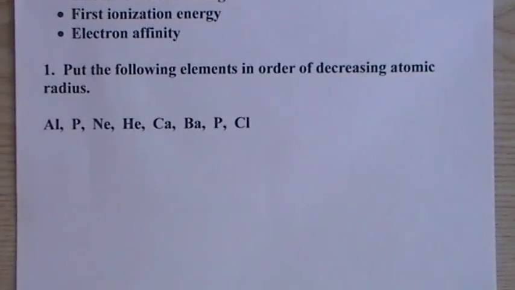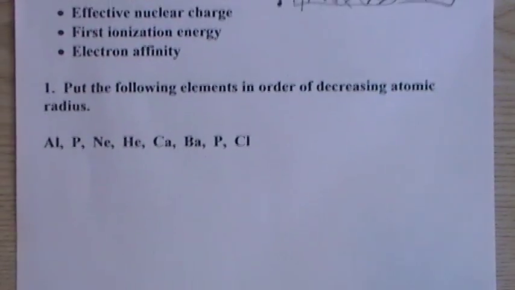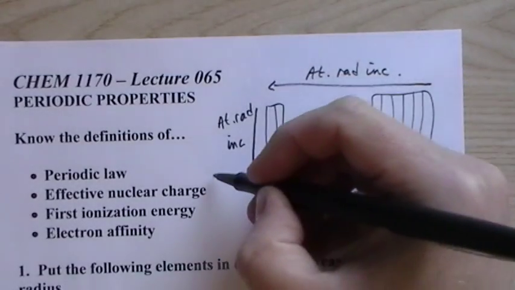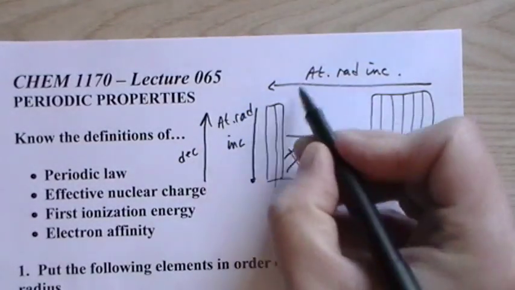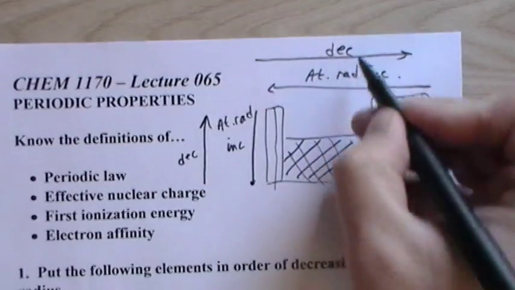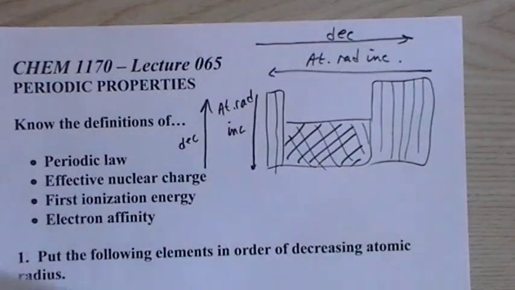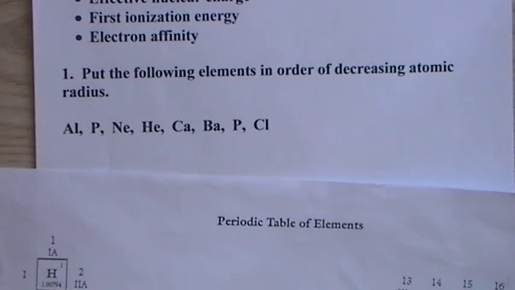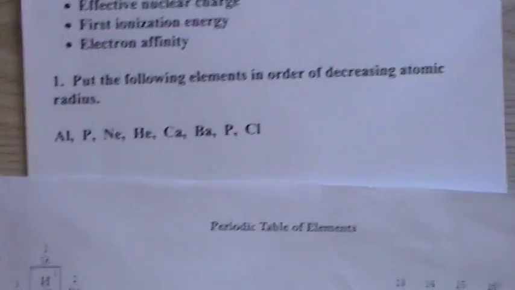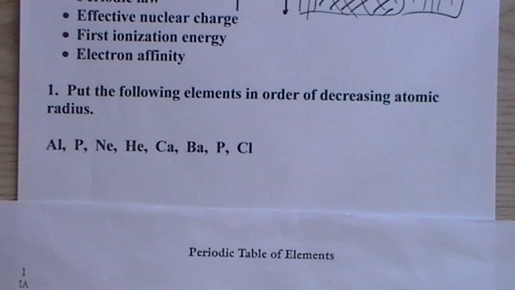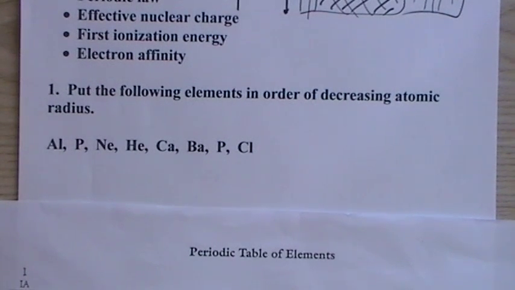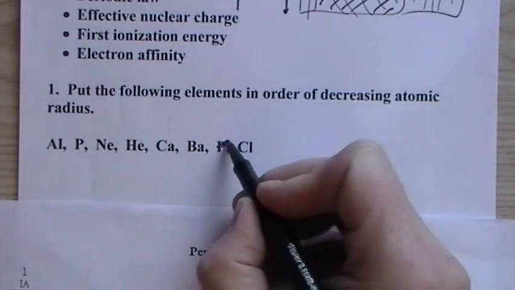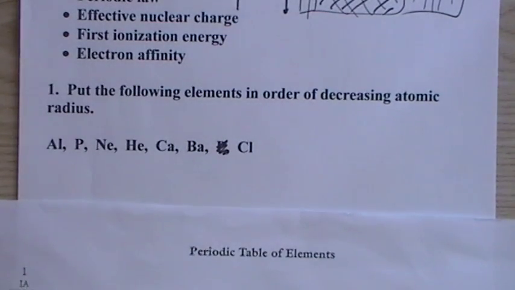So if you have these, put these elements in order of decreasing atomic radius. The atomic radius decreases in this direction, and it decreases in this direction. So let's take the periodic table. I'm going to just take these elements. You won't be able to see me do this at first, but I'm just going to circle them. We have aluminum, phosphorus, neon, helium, calcium, barium, I have phosphorus twice, sorry about that, and then chlorine.